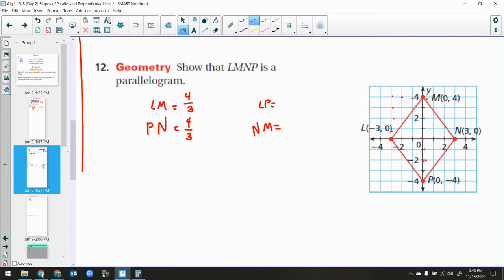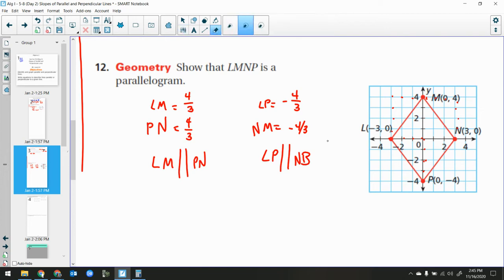Let's check LP. Rise 1, 2, 3, 4, left 1, 2, 3. So negative 4/3. And then same thing for NM. Rise 1, 2, 3, 4, left 1, 2, 3. Negative 4/3. Okay, so that means that LM is indeed parallel to PN, and LP is indeed parallel to NM. So therefore, that LMNP is a parallelogram.